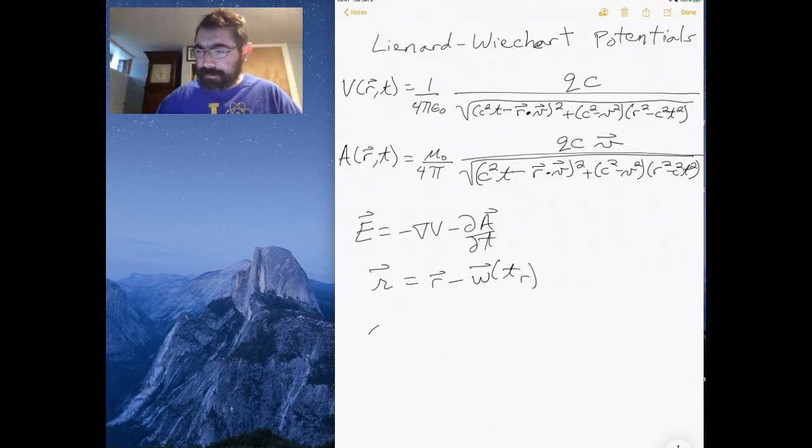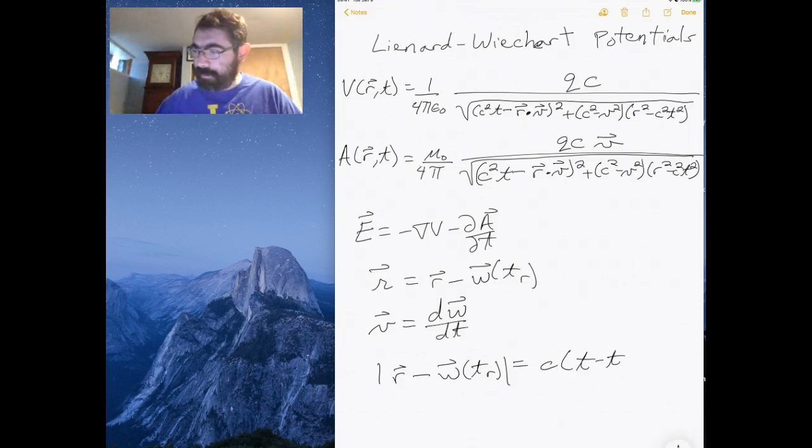The velocity is the derivative of w with respect to time, and the absolute value of script r, basically its magnitude, is c times delta t. Where again, t is the time now, and t sub r is the time in the past, where the charge was at its position before it moved.